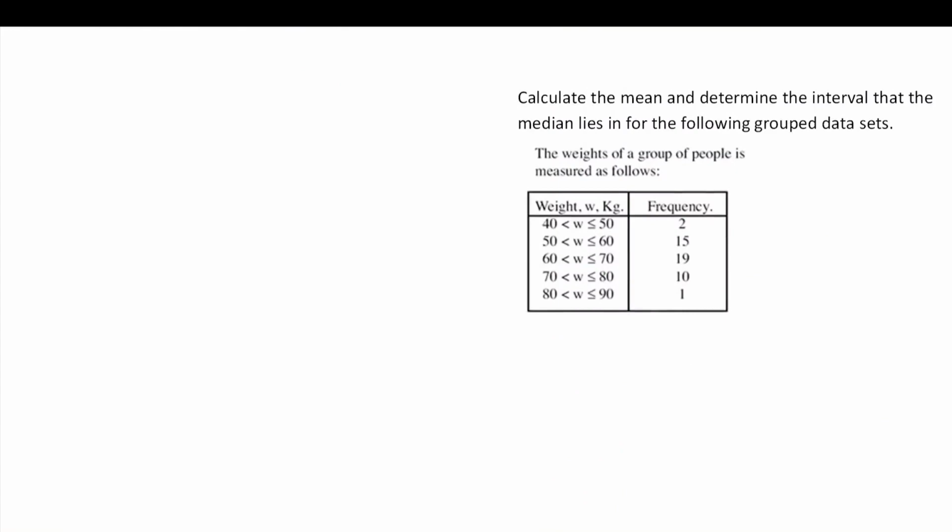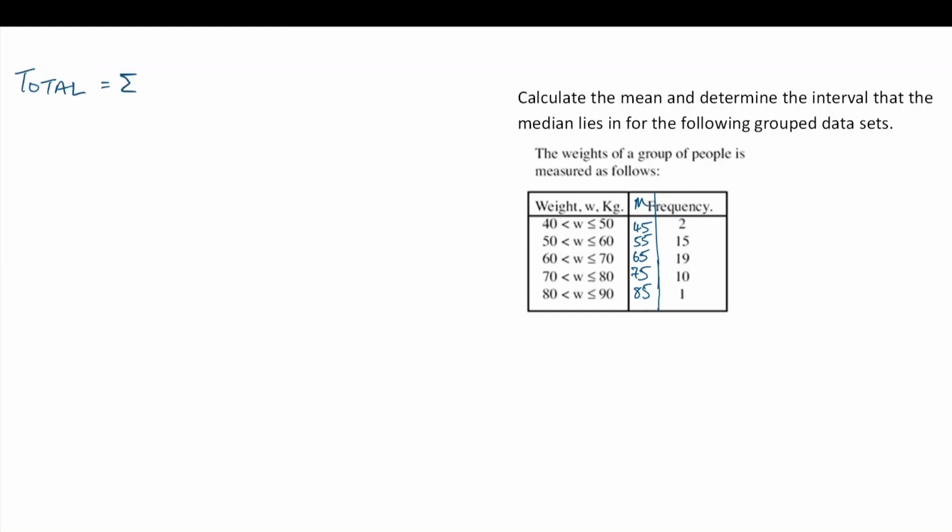In this question, we've been asked to calculate the mean and determine the interval that the median lies in for this grouped data set. Okay, so first thing to do, whenever you have grouped data and you're trying to determine the mean, you need to find the midpoint. We are working with the midpoint all the way through. So, midpoints are 45, 55, 65, 75, and 85.